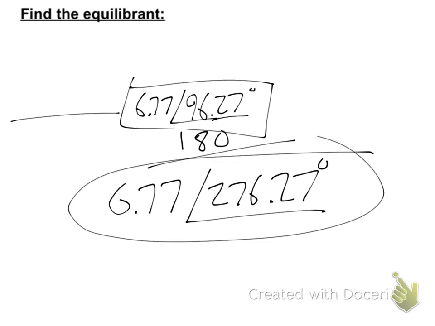You'll always find the resultant. You'll only find the equilibrium if it asks you to. But if it asks you to find the equilibrium, then you have to find the resultant.